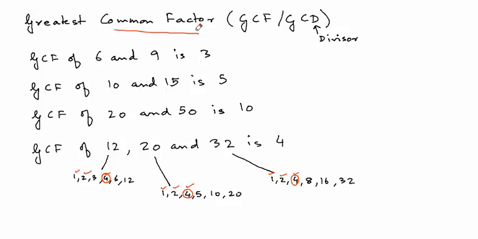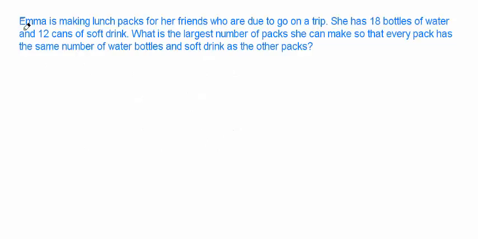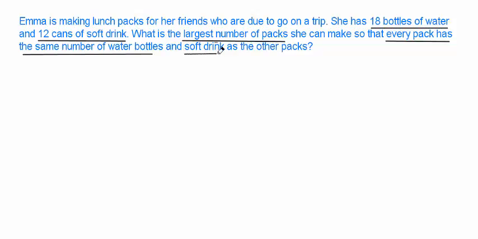Time for us to try a word problem. Emma is making lunch packs for her friends who are due to go on a trip. She has 18 bottles of water and 12 cans of soft drink. What is the largest number of packs she can make so that every pack has the same number of water bottles and soft drink as the other packs?